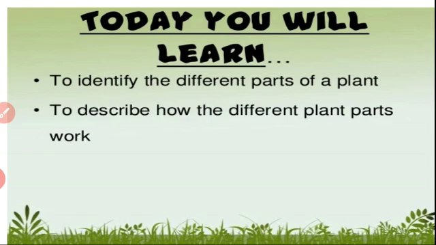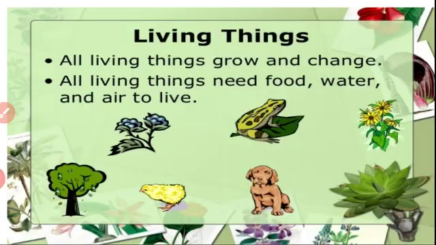Today you are going to learn about the different parts of a plant and how the different plant parts work. Children, look around. You can see many kinds of things around you. It may be living or non-living things. What is a living thing? All living things grow and change. All living things need food, water and air to live. Here I show you some examples of a living thing: trees, plants, frog, chick and dog. So plant is a living thing.